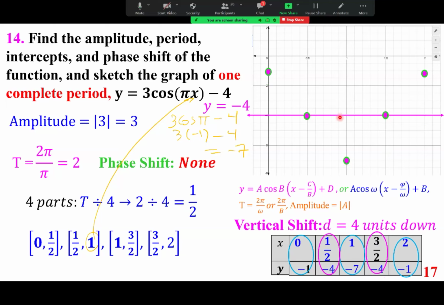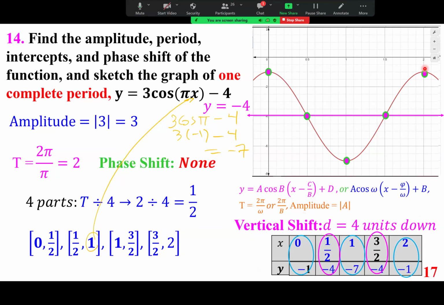These are the two points that are normally the x intercepts for a cosine, but has been shifted down by 4 units. And a complete cycle looks like that. Very straightforward. Very simple, everybody.